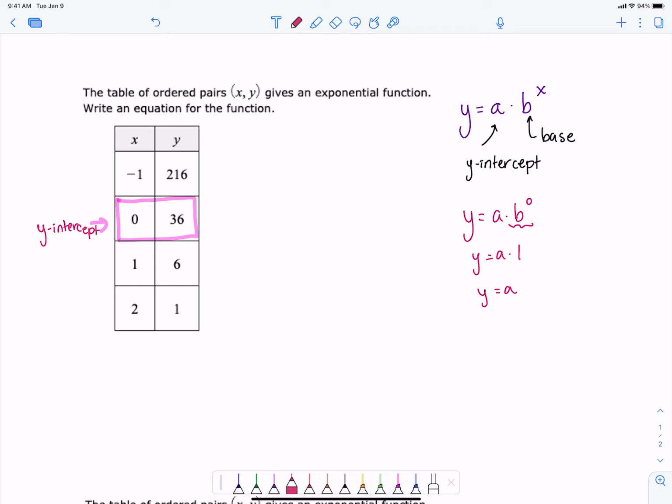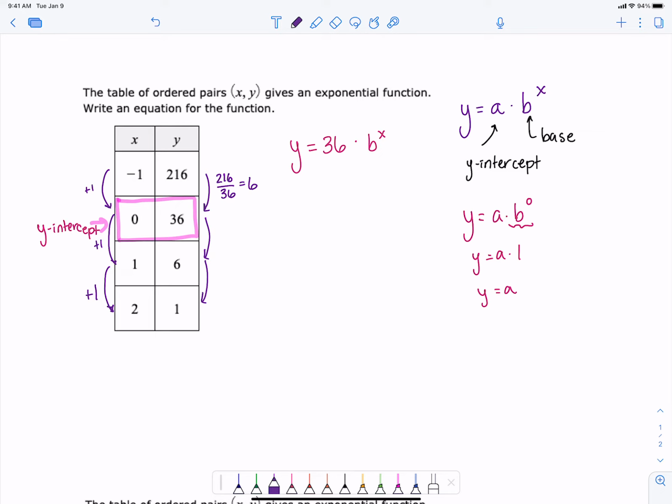So our a in this case we know is 36. Now we just need to figure out what b is. How we figure that out is we look at what's happening to the y values as our x values increase by 1. In our table, our x values are increasing by 1 with each step, so that's perfect. What I see is that the y values are getting smaller as our x values are getting bigger. So we can take that large number, 216, and divide it by the next number, which is 36, and we get 6.